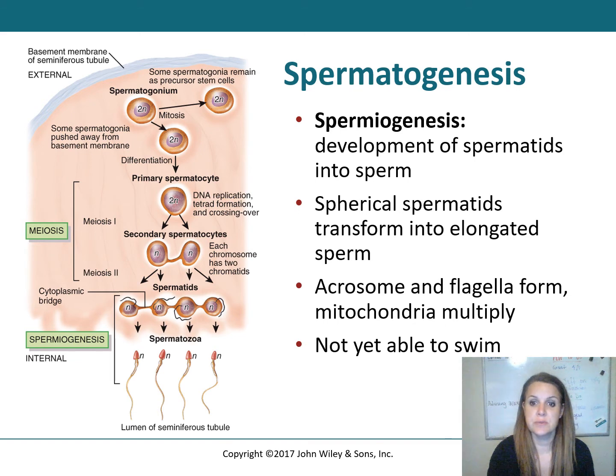The end stage of spermatogenesis is called spermiogenesis, where those spermatids turn into what we know as sperm, or spermatozoa. And they're basically these round spherical things that turn into the elongated sperm that we typically think of. And they have the acrosome and flagella with extra mitochondria that help them move around. But at this stage, they're not actually able to swim.